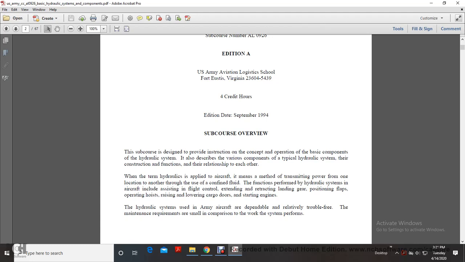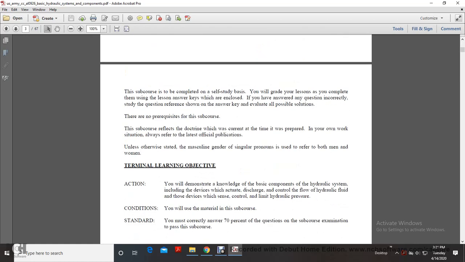The functions performed by the hydraulic system in aircraft include assisting flight control, extending and retracting landing gear, positioning flaps, operating the hoist, raising and lowering cargo doors, and starting engines. Hydraulic systems used in Army aircraft depend on relatively trouble-free maintenance, and the requirements are small compared to the work such systems perform.